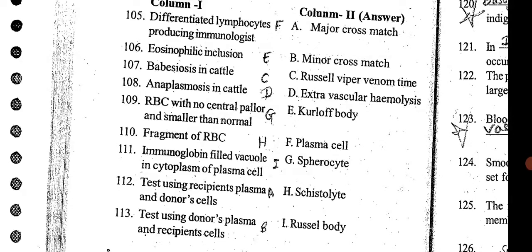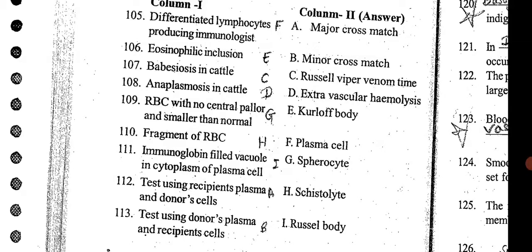Eosinophilic inclusions, the Jolly bodies, are the eosinophilic inclusions. They should not be confused with spherocyte, schistocyte, or Russell body. Eosin means red loving. Eosinophilic inclusions are related to eosin, and basophilic cells seem to be reddish.